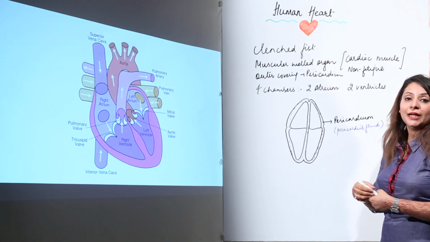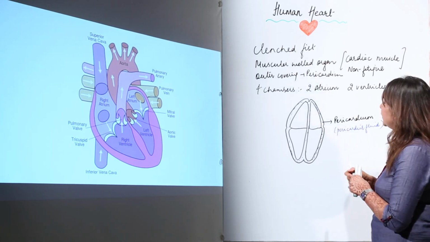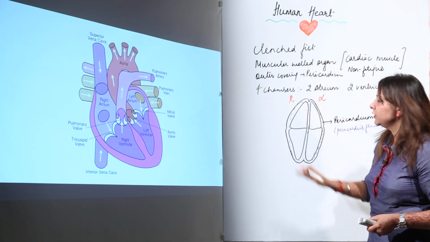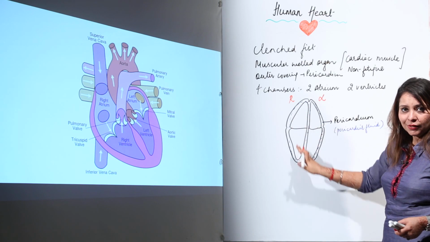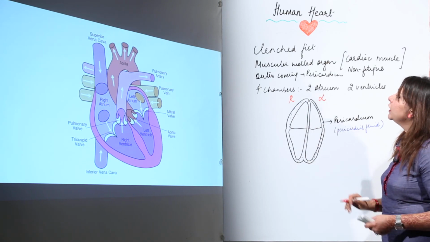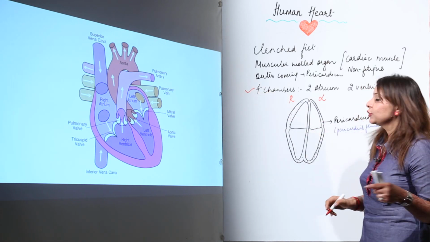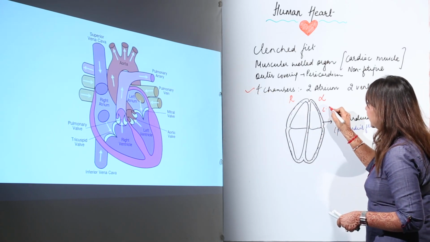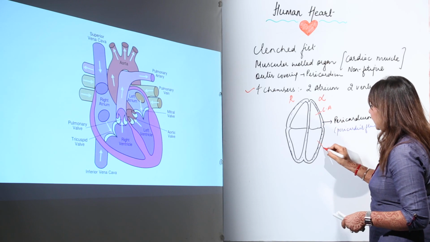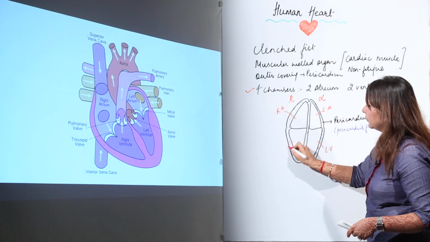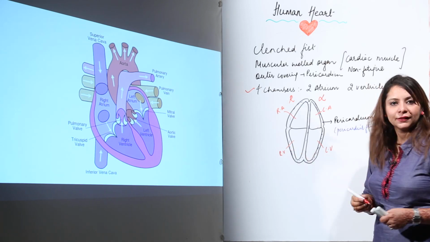And as I told you, the heart is divided into 2 parts, the left side and the right side. So this is the left side and this is the right side. Now coming to another part, I told you that it consists of 4 chambers. The 4 chambers are the left atrium, this one, the left ventricle, the right atrium, and the right ventricle.